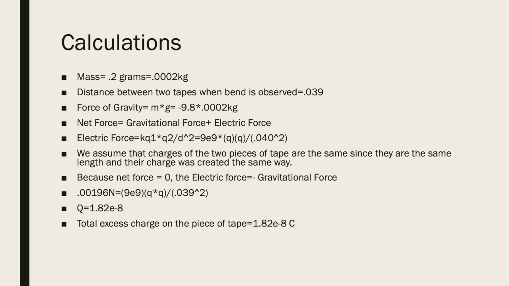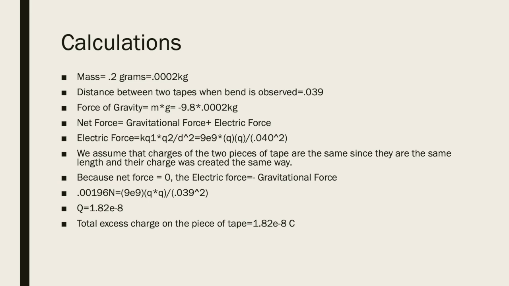I calculated the excess charge on the piece of tape using the formula electric force equals K times Q1 times Q2 over D squared. Because the tape was not moving, the net force must equal 0. This means that the electric force must be equal to -1 times the force of gravity. Using the formula gravity equals mass times acceleration due to gravity, you get the force of gravity equal to -0.00196 newtons.